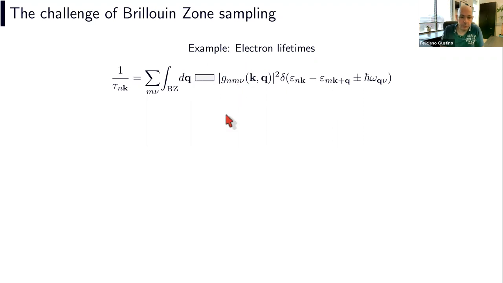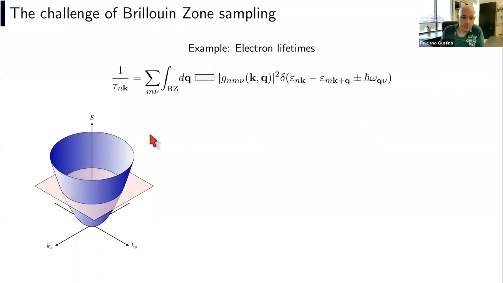Let's see what happens in terms of requirements for this matrix element if I consider a simple two-dimensional system with a parabolic electron band. Imagine this being, let's say, a metal that you want to study. You want to look at the lifetimes at a certain energy. The energy is something that we set by deciding this pink plane.